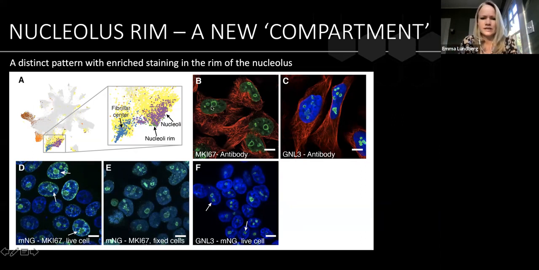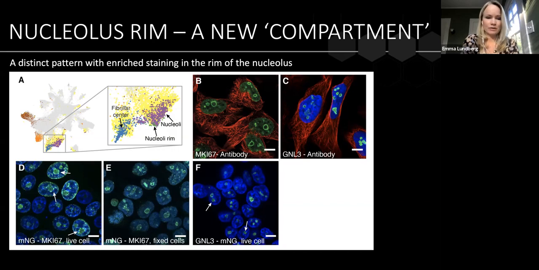So we could see this distinct pattern in the literature. It was described as an artifact from cell fixation, but we could see it for several different antibodies. We could also validate it with GFP-tagged proteins, but we could see that fixation, of course, made this pattern even more pronounced, but it was still there even in live cells.